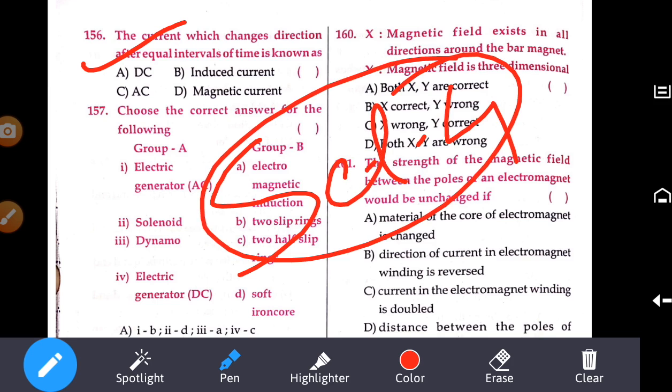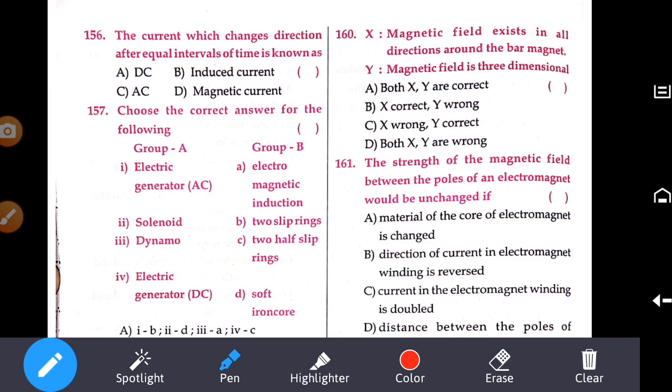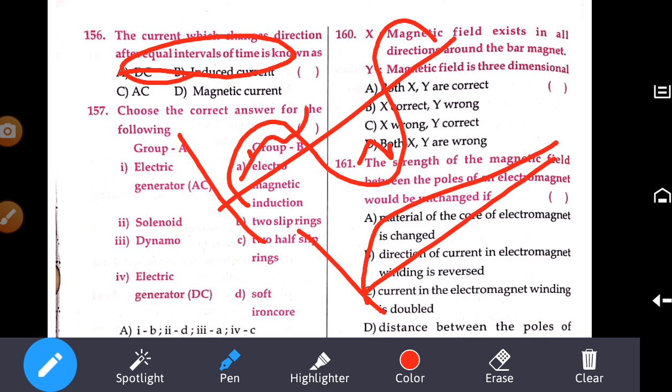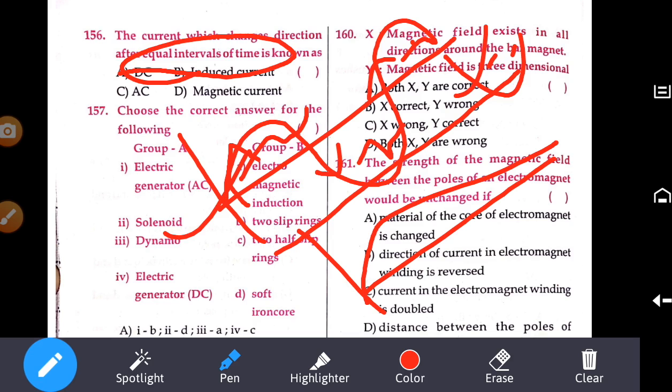Okay, let's begin. The current which changes the direction after an equal interval of time. If you observe the AC and the DC current, this is our AC current and this is our DC current. The AC will have a positive half cycle, negative half cycle, positive half cycle, then comes a negative half cycle. So for every equal interval of time, the direction of the current is changing. So we can say it is an AC current. If you observe the DC, it is constant throughout the time period.